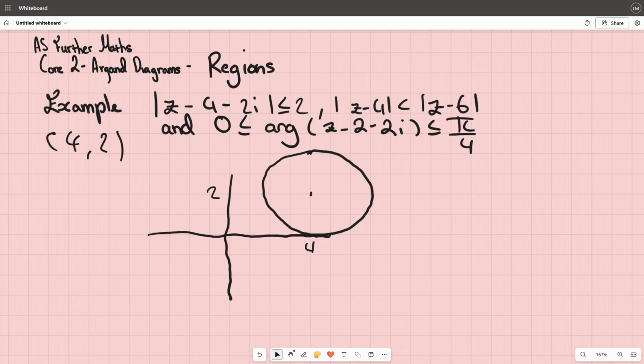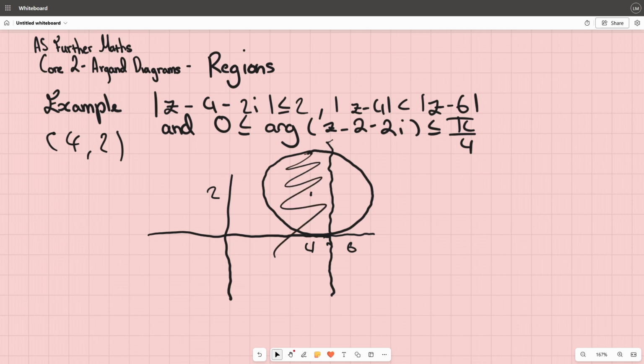And then the magnitude of z minus 4 is less than the magnitude of z minus 6, sorry. So we have 4, we have 5, we have 6. Those two points, z minus 4 and z minus 6, give us a perpendicular bisector with a midpoint of 5, because the line meets at 5. The 4 side is closer, so it's shaded in this side here.